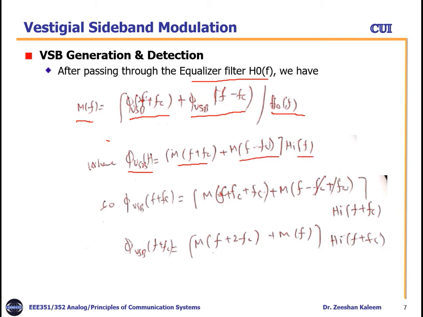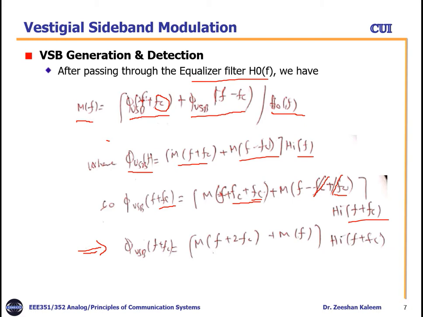So instead of only f here, we have the additional term of fc. So put here f + fc. So M(f + fc + fc) + M(f − fc + fc), into H(f + fc). Similarly, which implies that for φVSB(f + fc), these 2fc will be added together, so it will be M(f + 2fc), and this will be cancelled out because of different sign. So M(f) into H(f + fc).